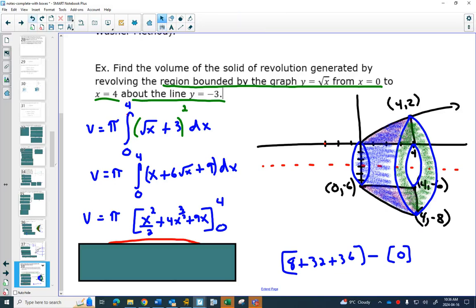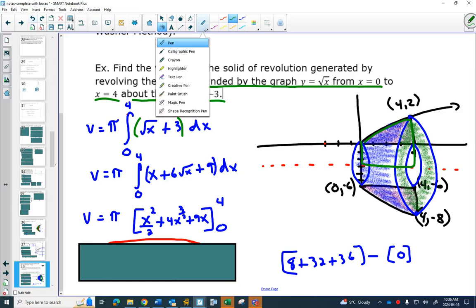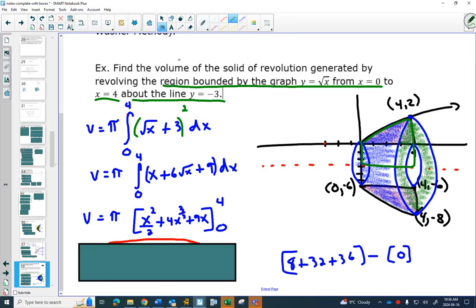Find the volume generated by the region bounded by the graph from 0 to 4 about the line. I'm going to say that means this should have been all in purple to begin with. So if that was all in purple to begin with and we rotate it around, that would make this a solid disk. You can make this part all in purple down to there, and this part.